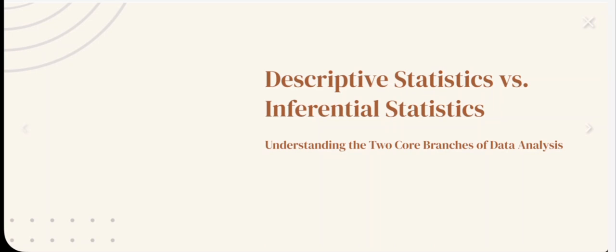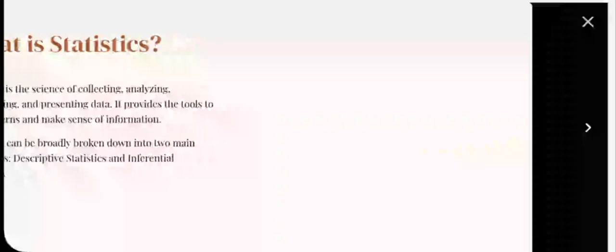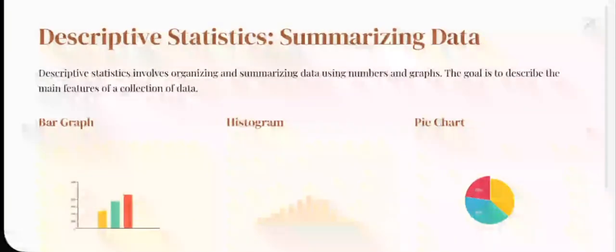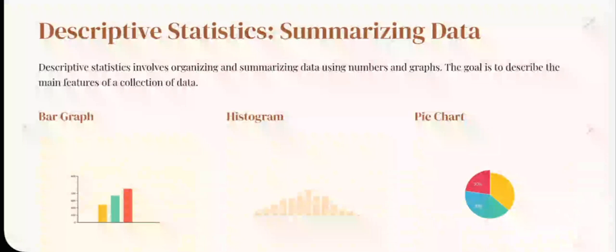So what is statistics? Statistics is basically the science of collecting, analyzing, and interpreting data, even presenting it as well. And statistics can be broken down into two categories. On the left, we have descriptive statistics, and on the right, inferential statistics. So let's focus on descriptive statistics first, because you're going to learn that first before you learn inferential statistics.